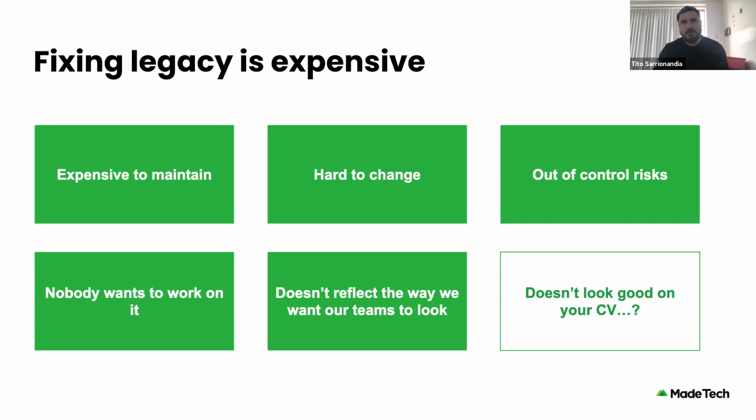Well, actually, no. I think that we can reliably solve these two problems, that nobody wants to work on it and that it doesn't look good on our CV. But very few organizations can confidently say every piece of modernization that we do is going to result in something that's low cost, easy to change, that the risks are all managed and mitigated, and that it reflects how we want our organization to operate. These other problems are harder to solve, and that's the motivation for sharing some of these things with you today.